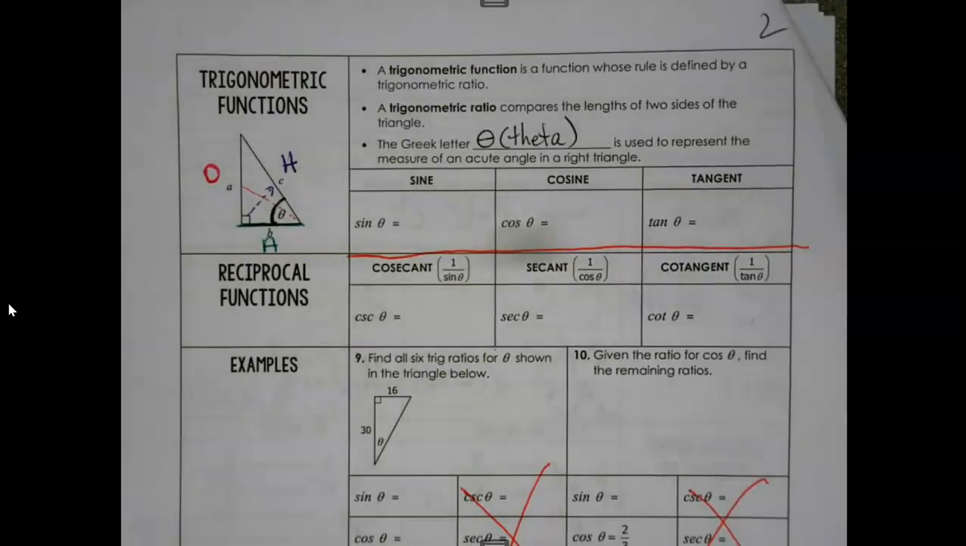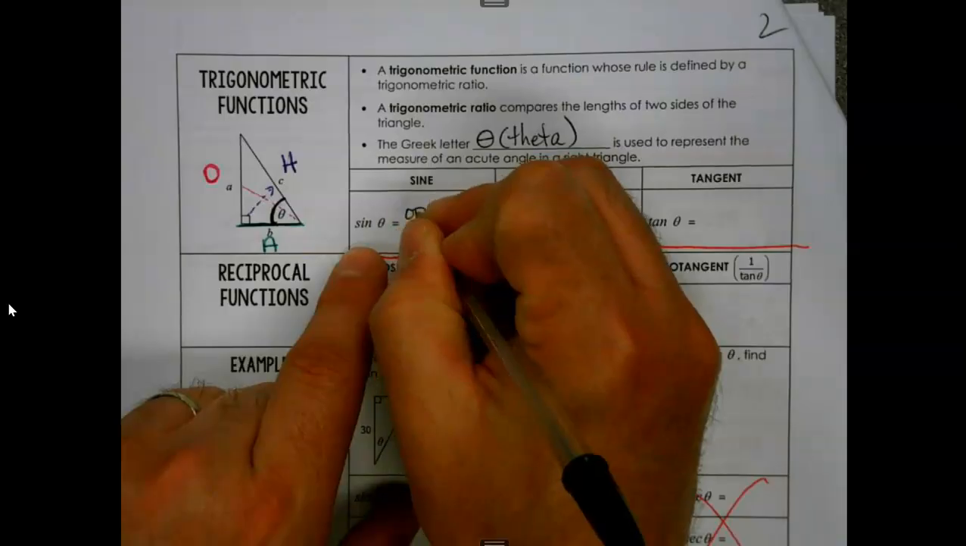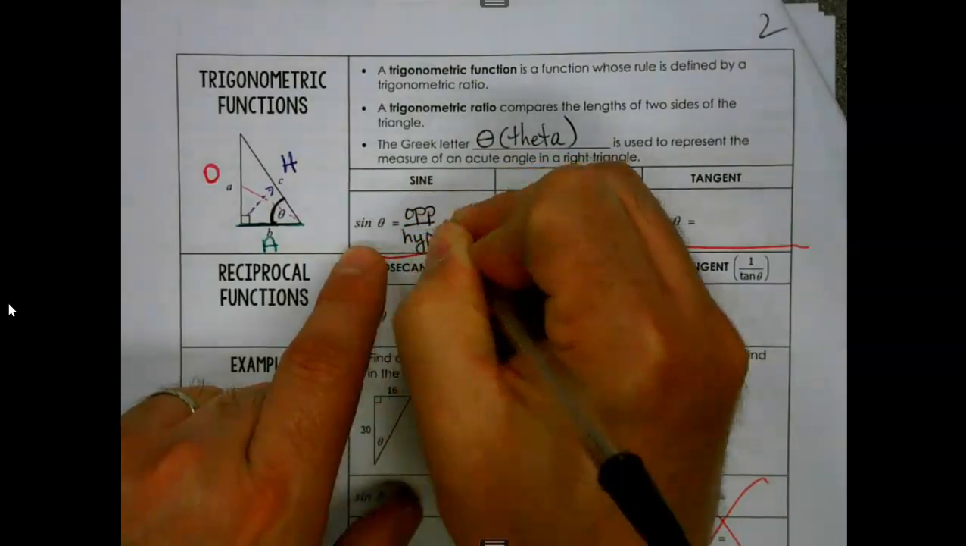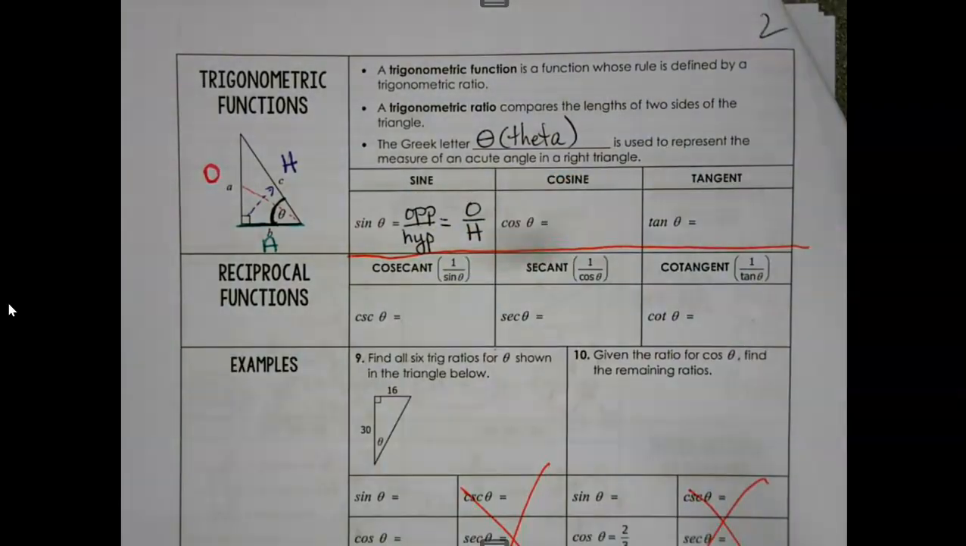So the reason I say that is when we're trying to find these 3 trig functions, sine, cosine, and tangent, you have to know which sides you're using. So for sine, it's opposite and hypotenuse, or you can just think of it as O and H, because you're always going to have at least 2 of these sides. You might have a third one sometimes. It depends.